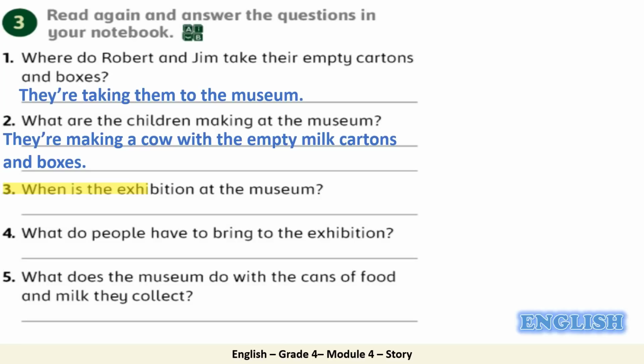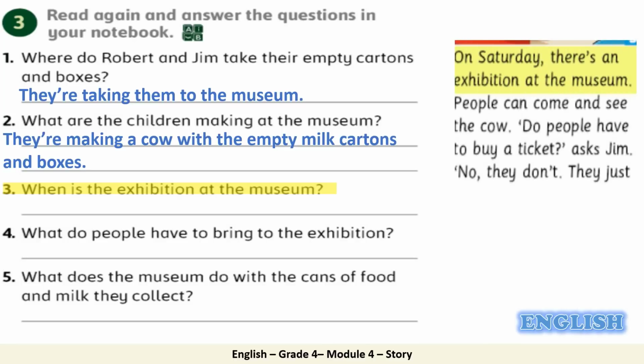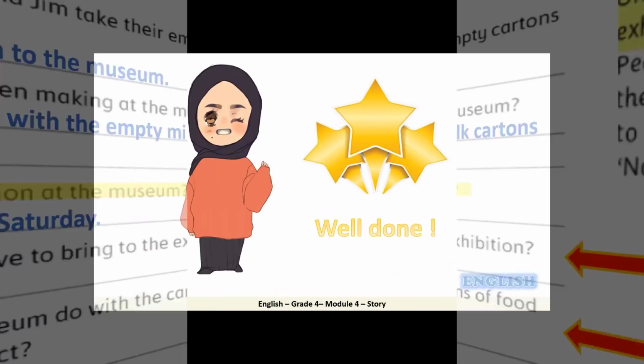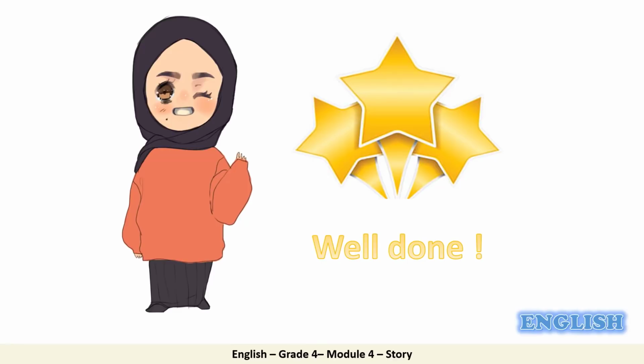Let's move to number 3. When is the exhibition at the museum? Let's go back to the story and find out the answer. On Saturday, there is an exhibition at the museum. So the answer will be, the exhibition is on Saturday. Now for number 4 and 5, do it by yourself. Well done, everyone. I know you could do it.